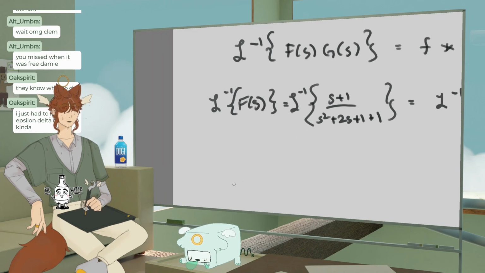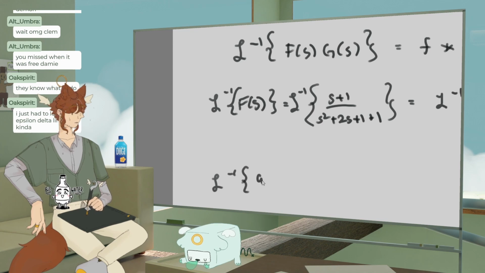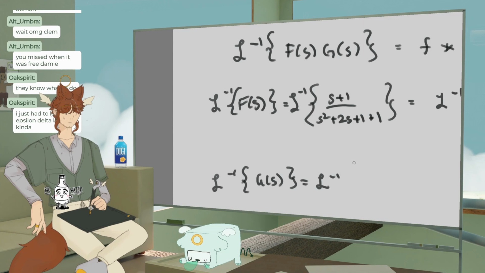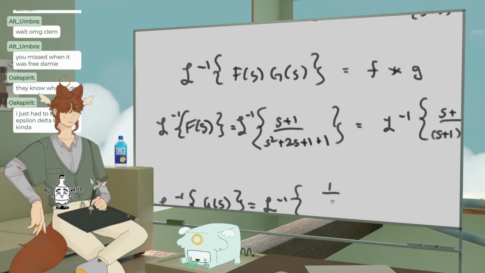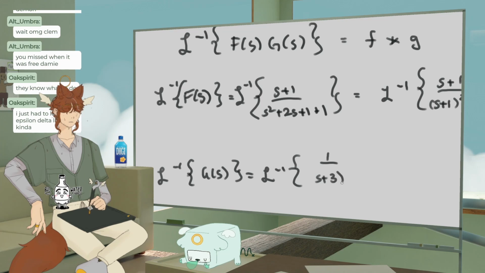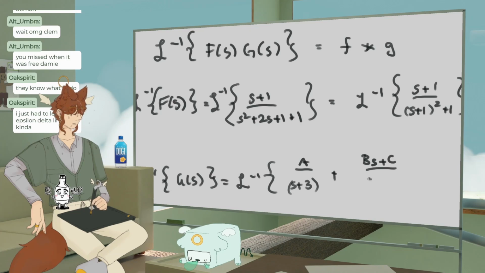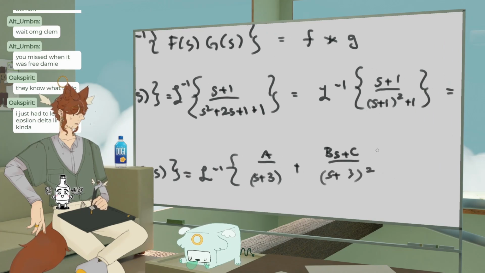That would be the Laplace inverse of g of s, equals Laplace inverse of... why did I do it like that? Oh, I guess I could do whatever. A over s plus 3, plus Bs plus C over s plus 3. I have to check that that's the right way to do that. I feel like it's not.